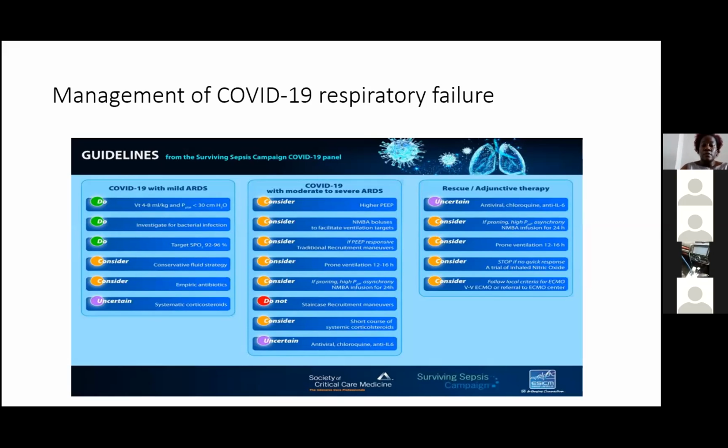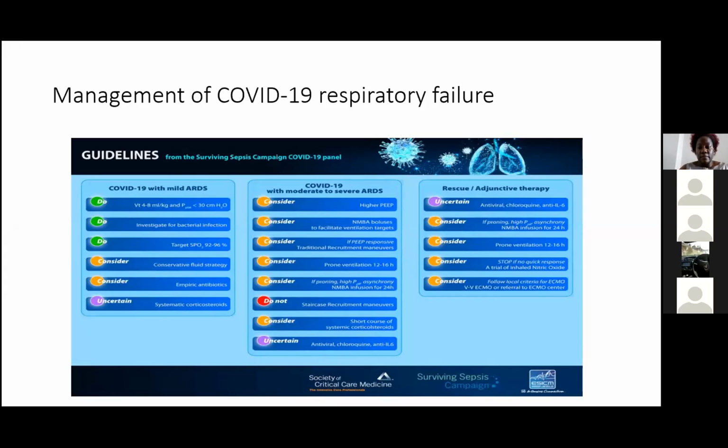It is reasonable to start them on empirical antibiotics because of bacterial infection. You'll have done your biomarkers that will be able to tell you whether there's a bacterial infection, in addition to your cultures. And just avoiding hypoxia and hyperoxia, because we have data on the effects of hyperoxia on patients' morbidity and mortality.